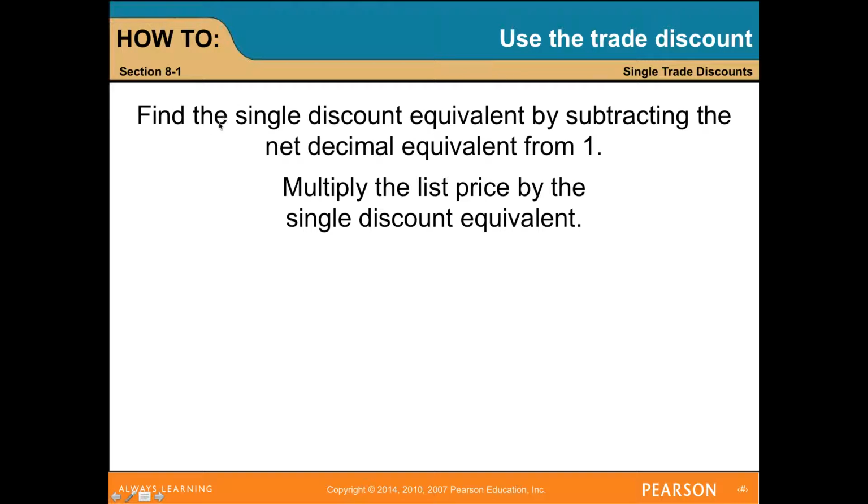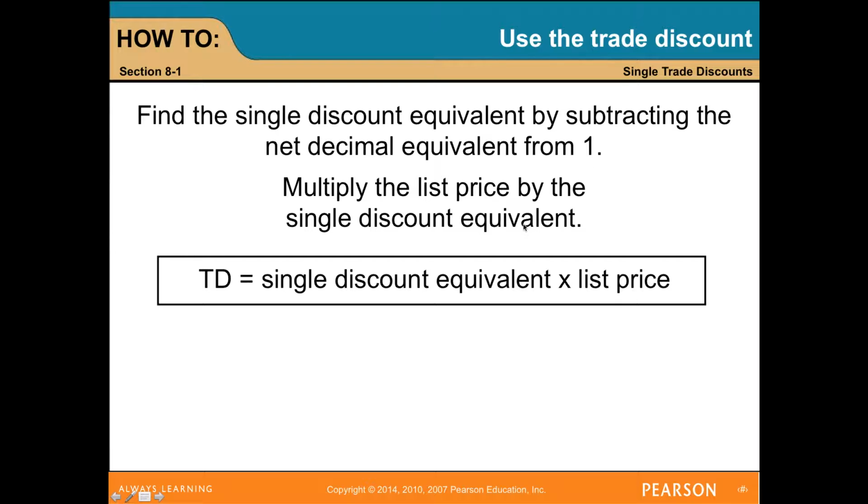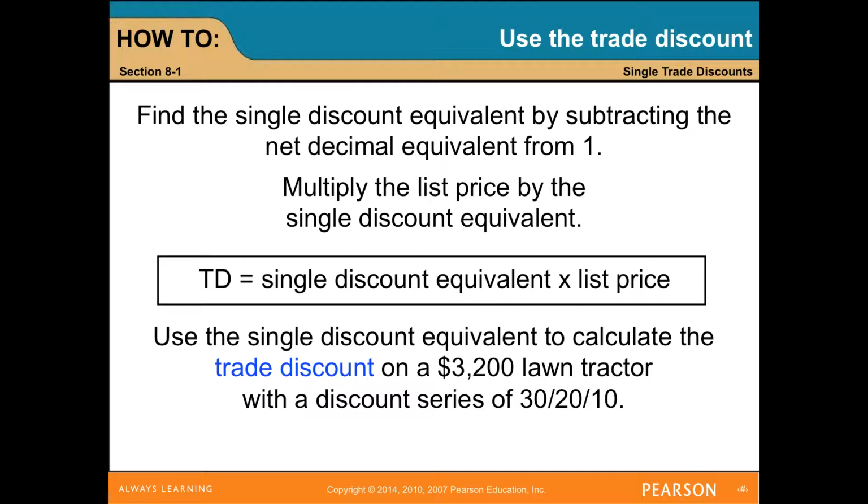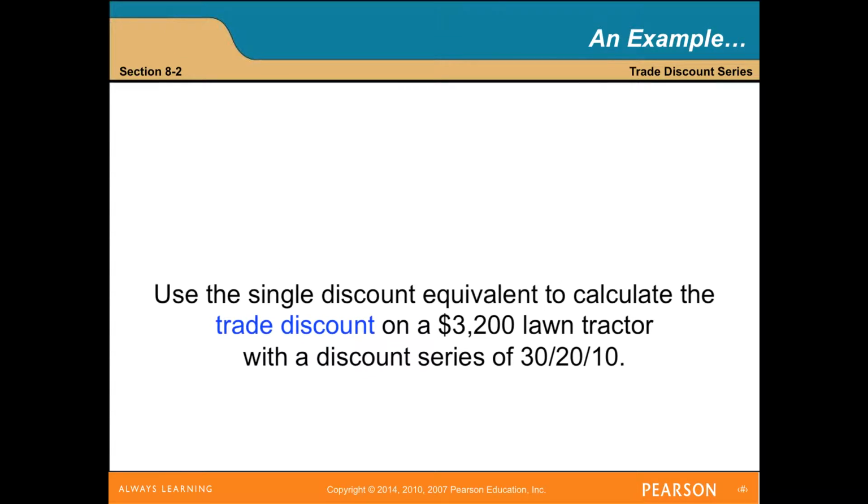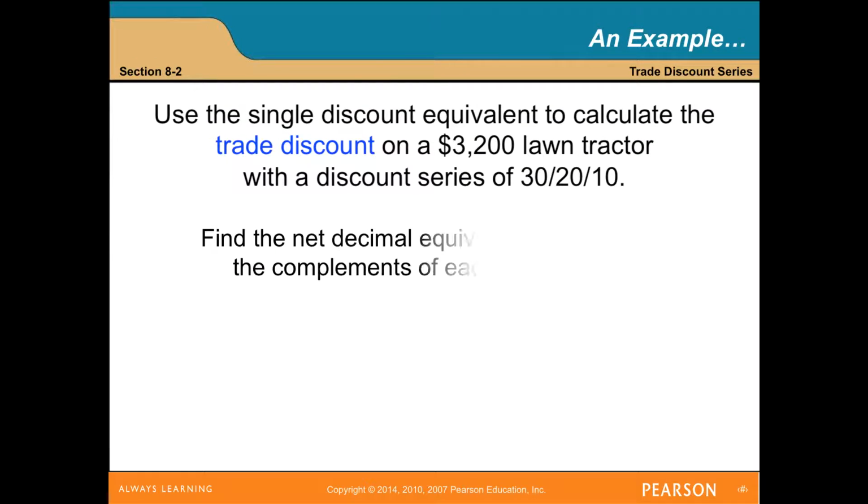Using the trade discount, find the single discount equivalent by subtracting the net decimal equivalent from 1. Multiply the list price by the single discount equivalent. So here we have another variable, TD, which equals the single discount equivalent times the list price. Use the single discount equivalent to calculate the trade discount on a $3,200 lawn tractor with a discount series of 30%, 20%, and 10%. So here's how you do it.